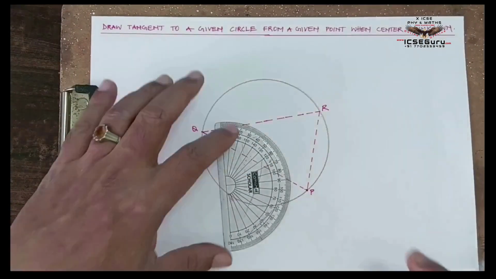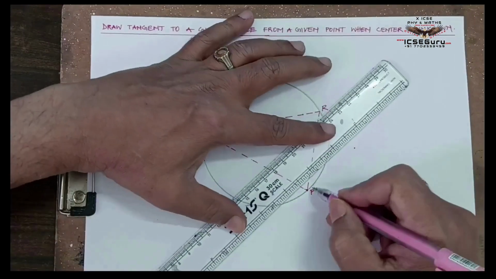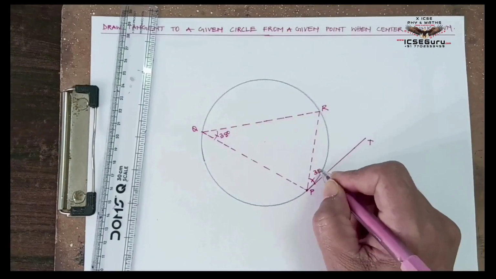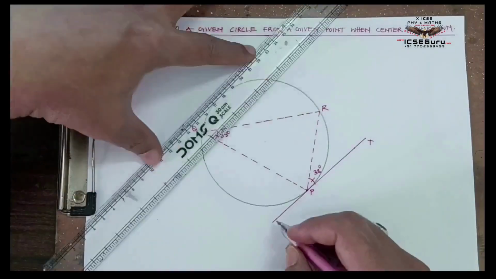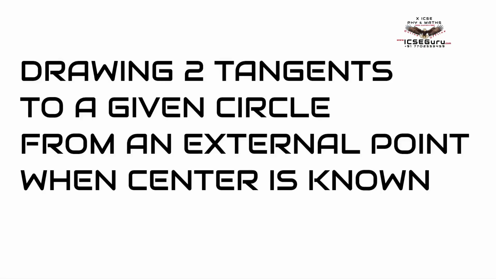Using RP as base, draw an angle RPT making the same angle equal to PQR. Now, PT is the tangent. Extend the TP line to T dash. TP dash is your tangent.